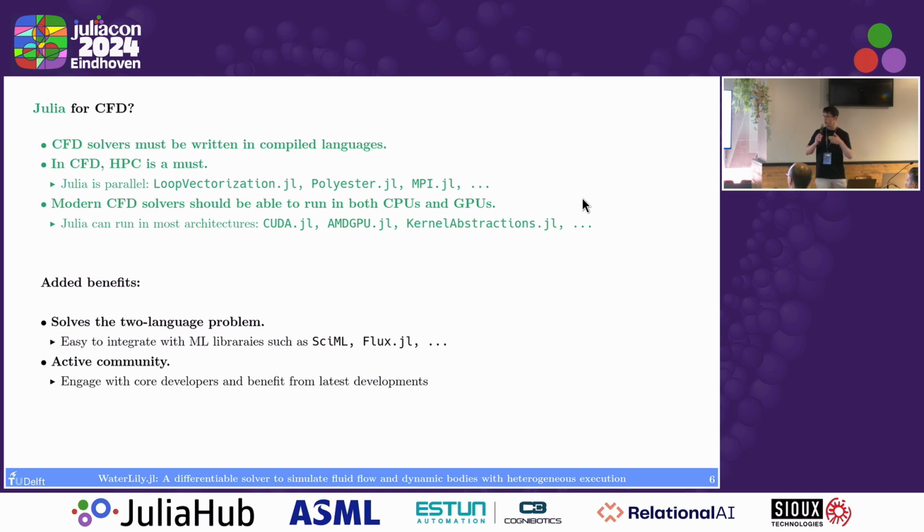Then on the other hand, we have added benefits, and of course, this is the solution of the two-language problem. Here we can integrate CFD solvers with machine learning libraries very easily. I've suffered this pain with other Fortran and C++ solvers in the past, and honestly, this makes it so much better, so I really appreciate this. And of course, the active community, like we are here at JuliaCon. I've learned a lot from other people, all the new developments, engaging with core developers. It's super useful, so that's very important as well.